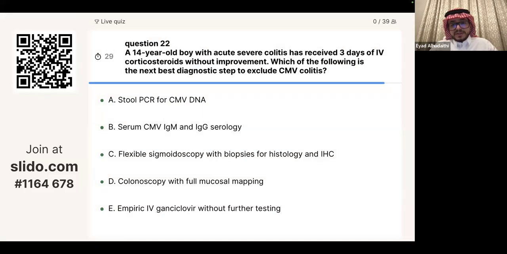A 14-year-old boy with acute severe colitis has received 3 days of IV corticosteroid without improvement. Which of the following is the next best diagnostic step to exclude CMV colitis?